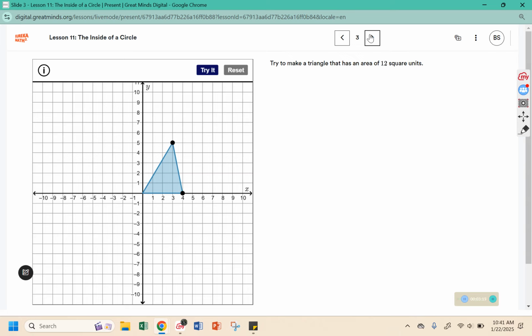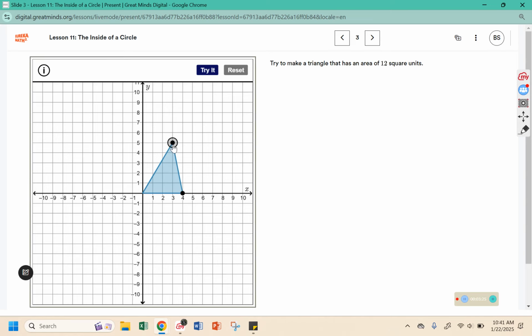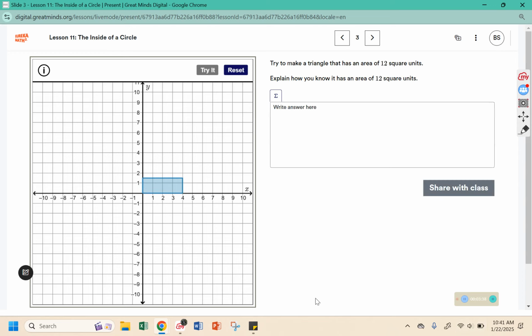Try to make a triangle that has an area of 12 square units. So let's see, we needed a base of 4 by 3 to get a rectangle that worked. Does that work in a triangle? No. That does not give me an area of 12. That gives me an area of 4, maybe 5, 6 if I were to combine those. Okay, let's try something different.